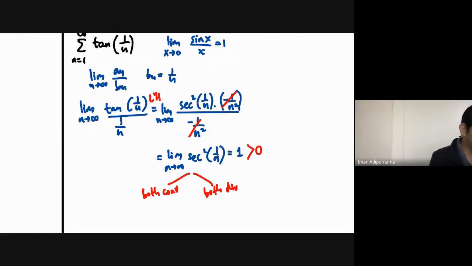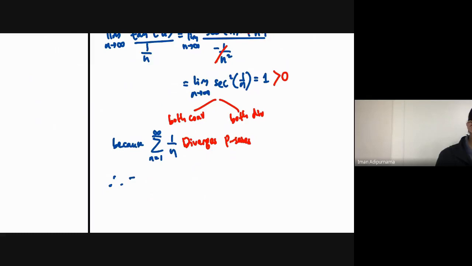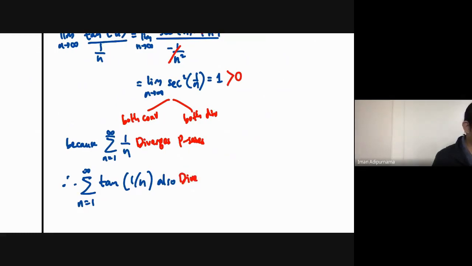And because this 1 over n diverges, right? It's a p-series. So the conclusion is that the series of tangent of 1 over n also diverges. This is true by the limit comparison test.